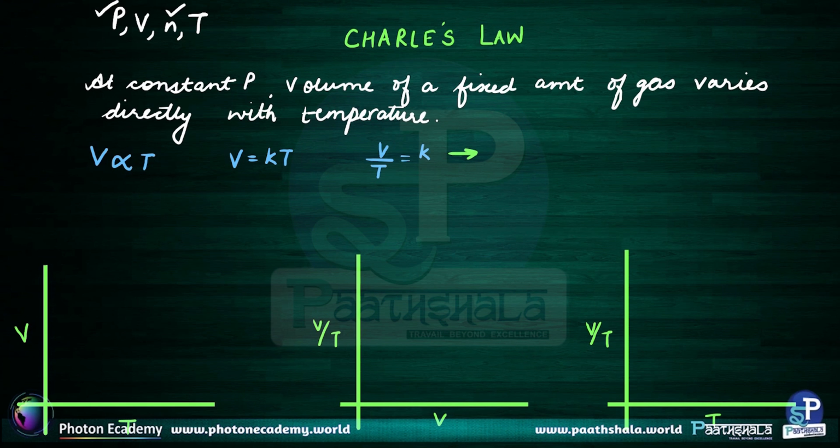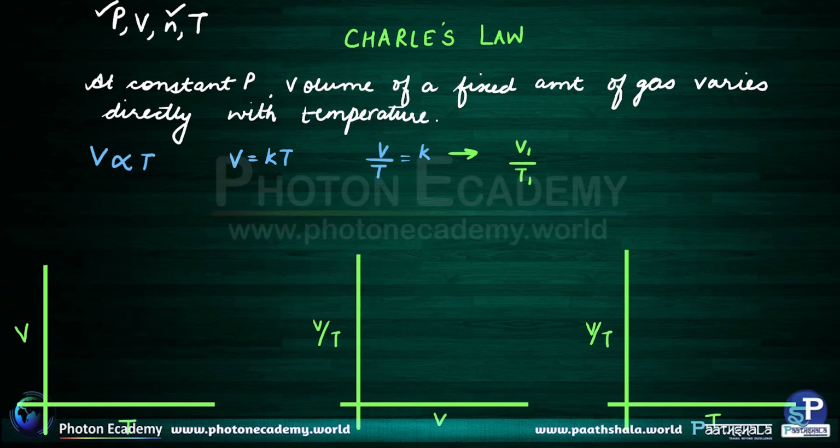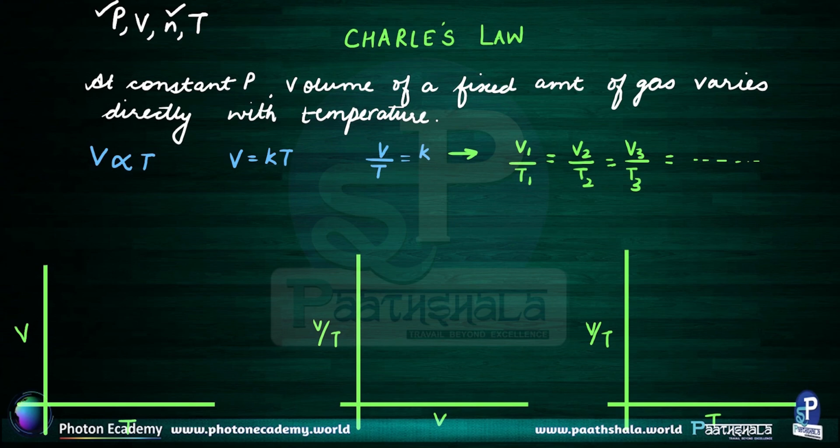We can say that in a condition where the pressure and number of moles are fixed, V1 divided by T1 in state 1 will be equal to V2 divided by T2, which will be equal to V3 divided by T3 and so on. From this we can plot a few V versus T graphs. Let's look at the first graph, which is simply V versus T. The graphs would be straight lines passing through the origin, since the equation is of the form y is equal to mx, which is a straight line equation.